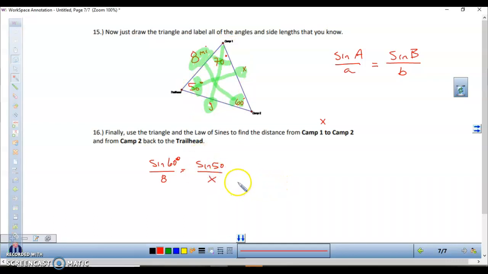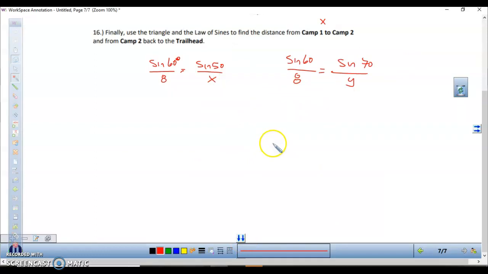And I'm going to solve that. And also I'll do the same thing for y. So the sine of 60 degrees over 8, that was given to me, has to equal the sine of 70 degrees over y. So I'm just going to cross multiply both of these, use my calculator and solve.